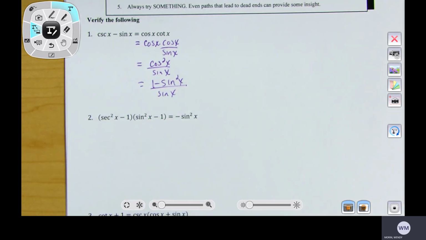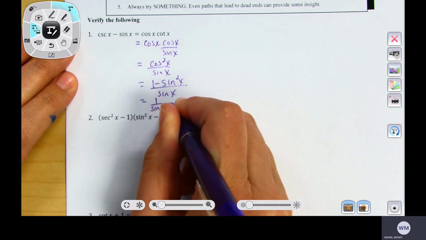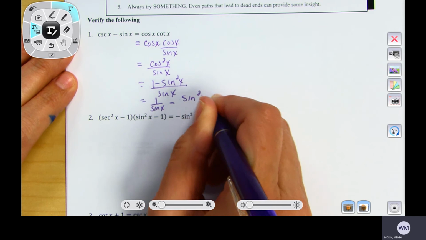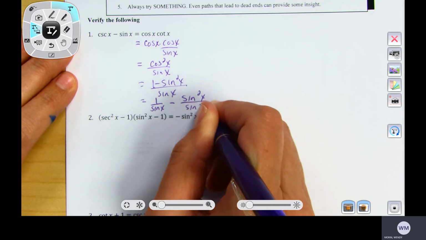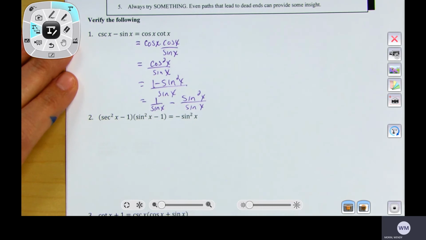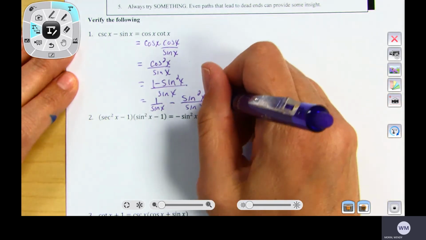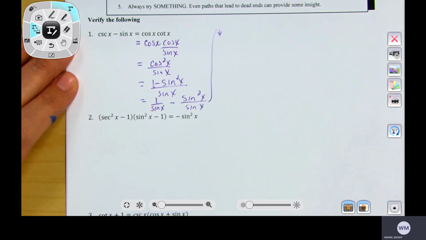What else? Can you do 1 over sine, sine squared x? Absolutely. Remember from 5th and 6th grade math? Common denominator? Can I do that? So I'm sorry, I'm running out of room here. So if you write big and you want to put this on paper, go right ahead.